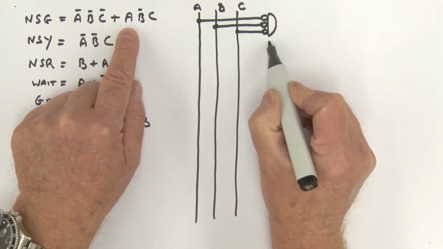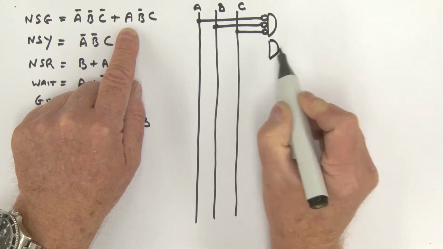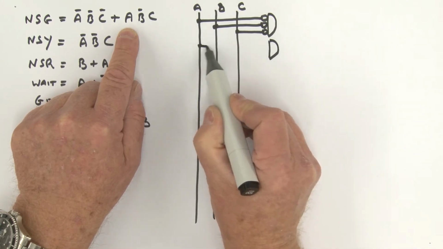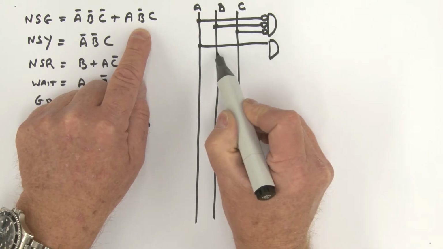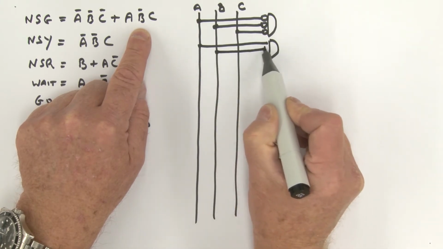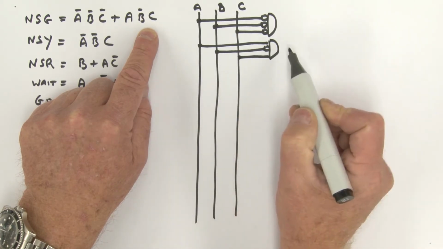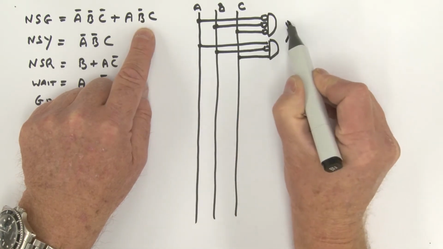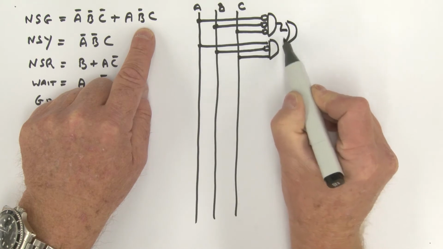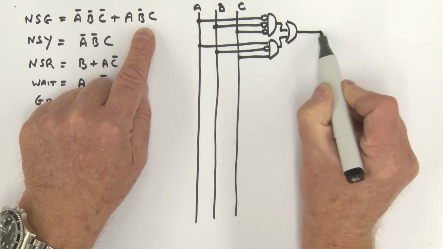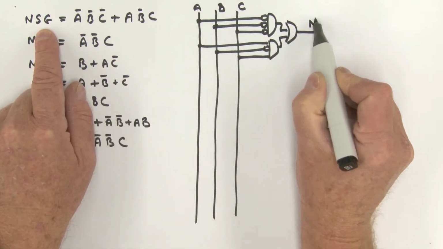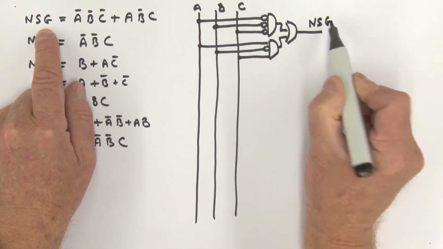Next product term, another AND gate sitting here. And we have what? A. We have B bar, so here's B bubbling. And then we have C coming in. We're ORing this together like so, and here is our output, north-south green.